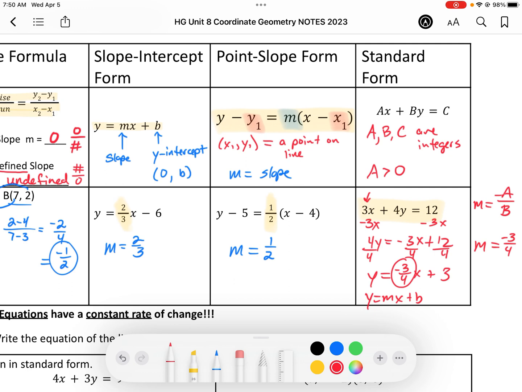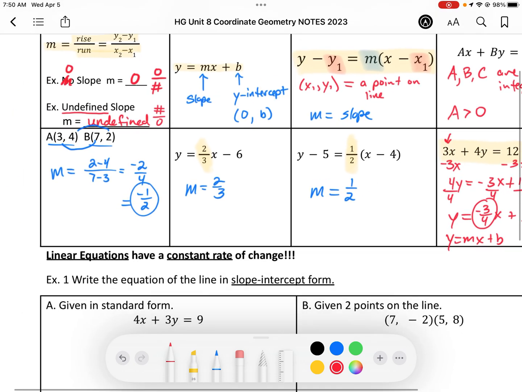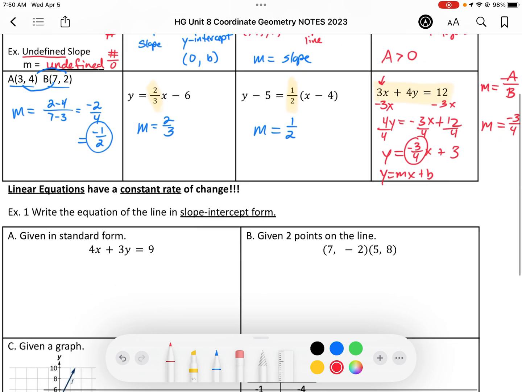That lead coefficient in front of x, make it the opposite, over whatever is in front of the y, and then reduce. Okay? So we say that linear equations have a constant rate of change. That rate of change is your slope. That's another thing we can use to determine what slope is. It's called a rate of change.